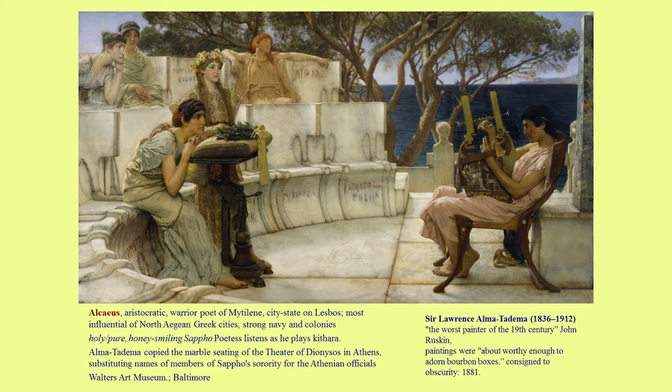This gorgeous painting by Sir Lawrence Alma Tadema, who had this particular ability to paint marble as if it was alive and realistic, was actually considered by Ruskin to be the worst painter of the 19th century, and his images were barely worthy enough to adorn bonbon boxes. And so he was consigned to obscurity, having been damned by the greatest art critic of the century.